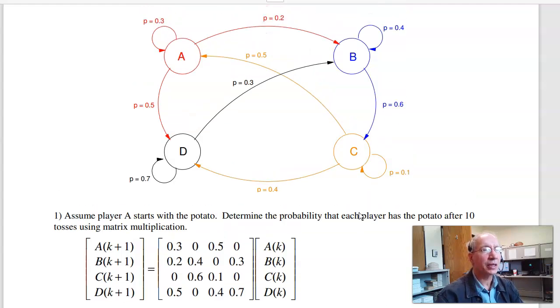Well, to do that, I set that up as a discrete time system. So this is after k tosses. This is the transition matrix relative to k. So what this says, if I look at the column, and this is column for A, B, C, and D: if A has the potato, 30% of the time A keeps it, 20% passes it to B, 50% passes it to D. If B has the potato, 40% of the time keeps it, 60% passes it to C. If C has the potato, 10% of the time keeps it, 50% passes to A, 40% passes to D, and so on.